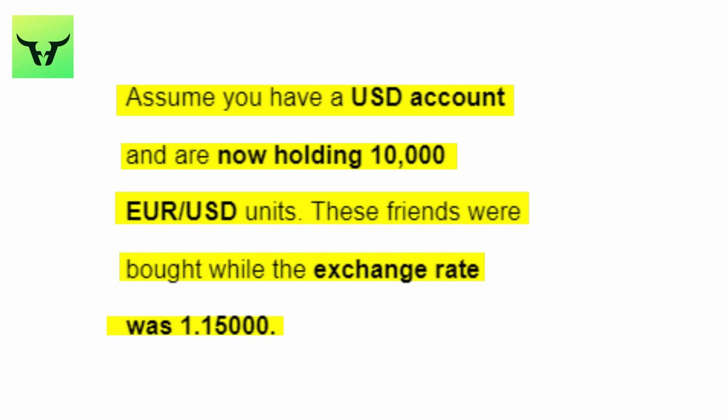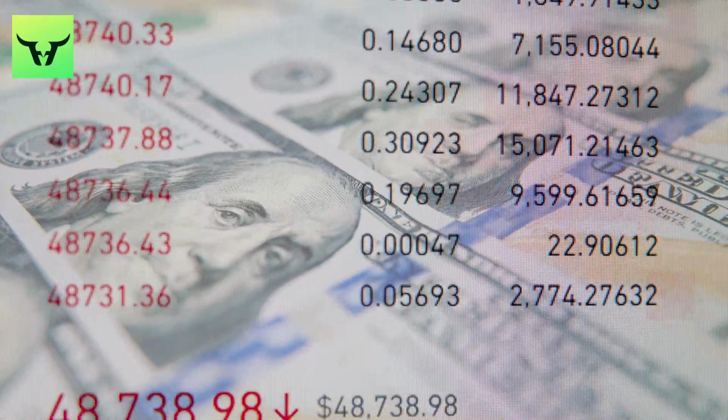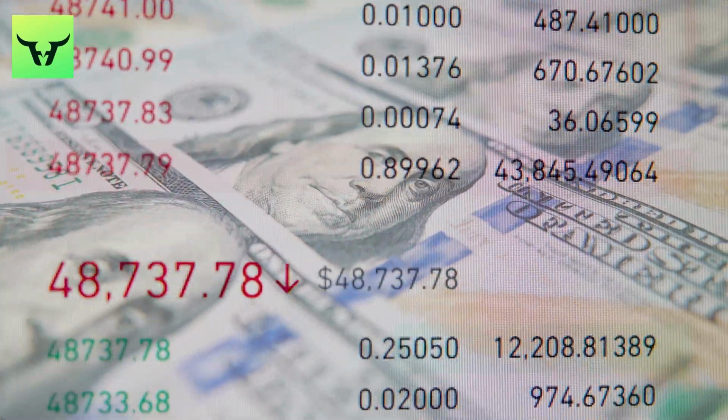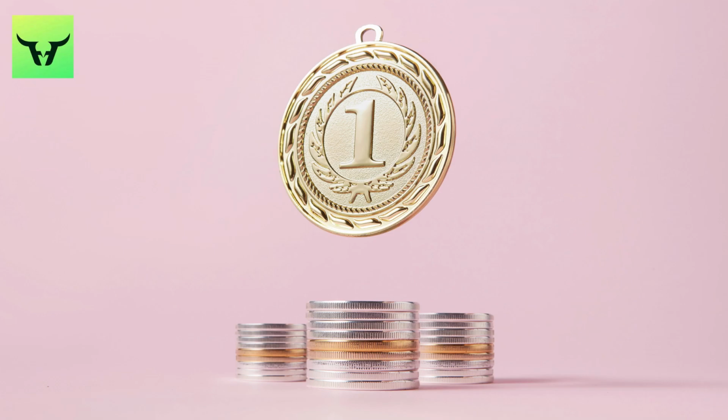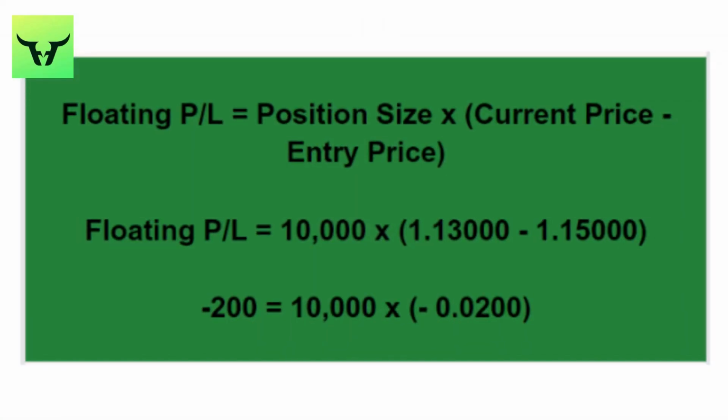Example: realized loss. Assume you have a USD account and are now holding 10,000 USD units. These were bought while the exchange rate was 1.15. Fast forward to now, and the market rate is 1.13. Now let's calculate the floating PL for this position. It's like taking the pulse of your trade. First things first, the position is down 200 pips.